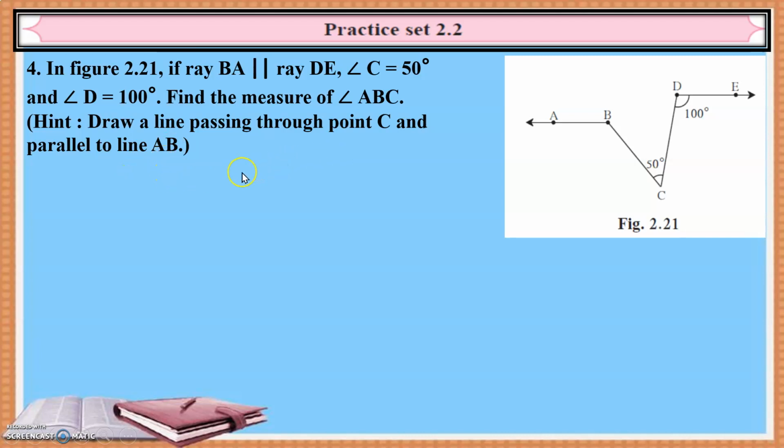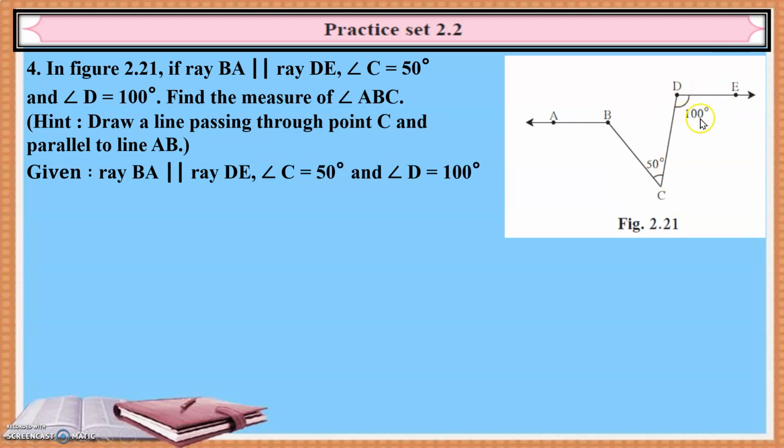So let's write the given. In given you have the first given, that is ray BA parallel to ray DE. Angle C is 50 degrees and angle D is 100 degrees. You have to find angle ABC. This is the angle that you have to find.